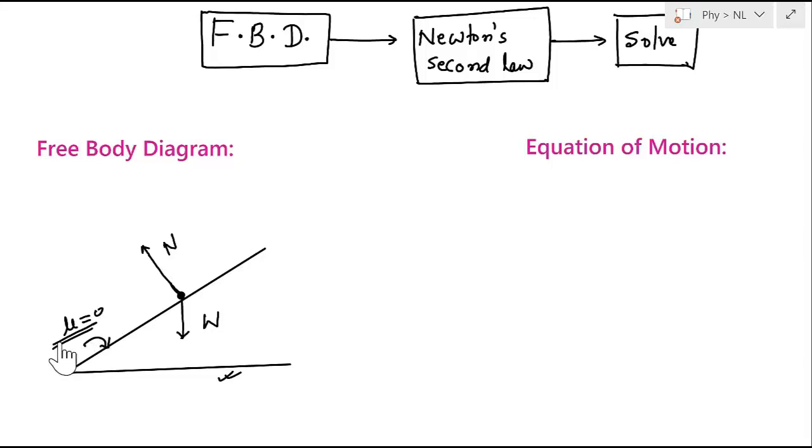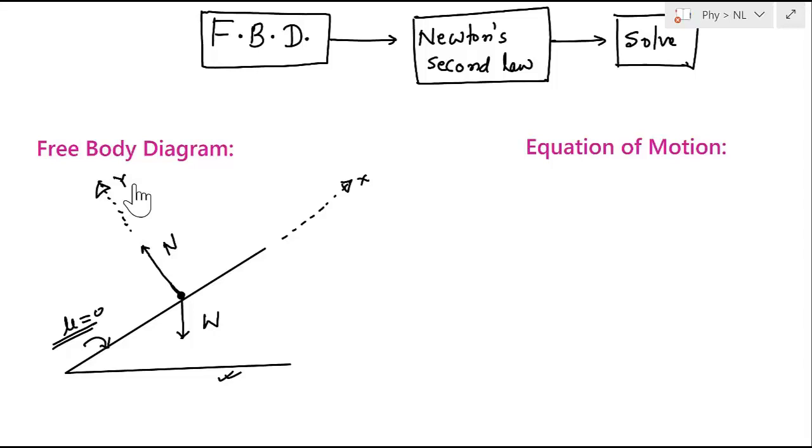So to write Newton's second law, we have to choose an axis. If you remember, in the previous chapter also we said, if we have an inclined plane, we take the axis along the inclined plane, that is my x-axis, and perpendicular to the inclined plane. In this case, this is my y-axis. So this is the axis.